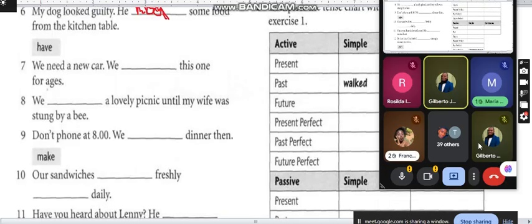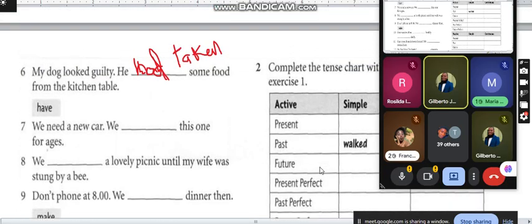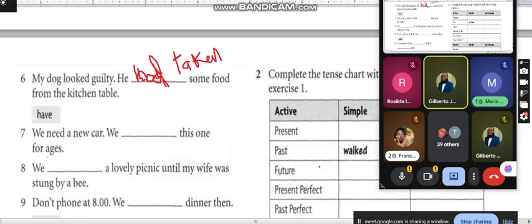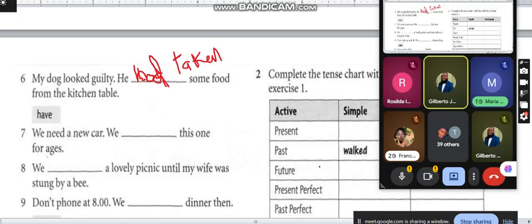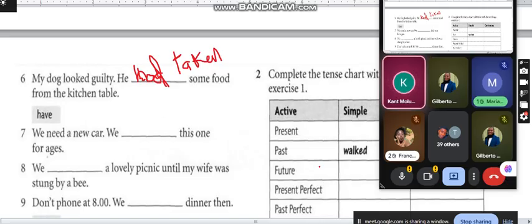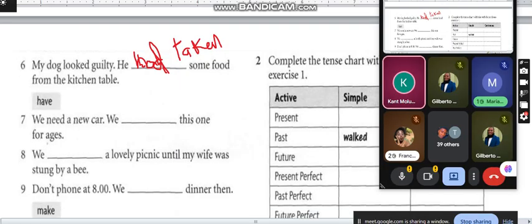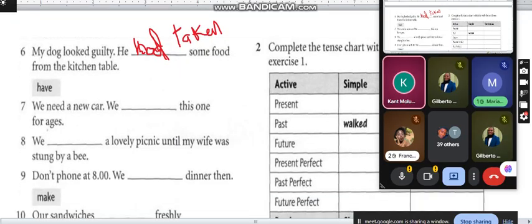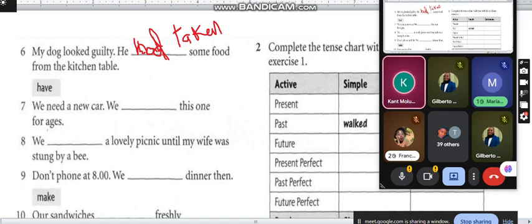For number 7, can you go up, down a little bit? Yes. For number 7, my answer is we need a new car. We have had this one for ages. And for me, it's present perfect because the present perfect is used for situations that started in the past and continues or has a connection with the present. Okay, used for an action that was in the past and still has a connection with the present, or it has some impact in this present moment, right?